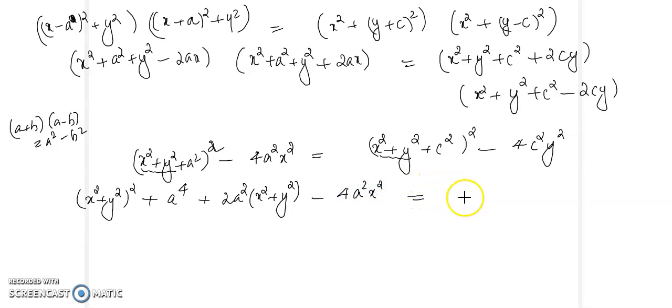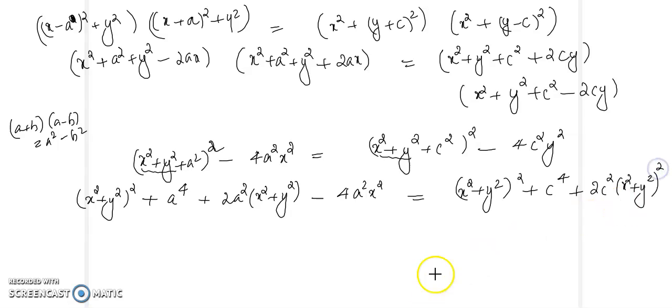So that is equal to (x square plus y square) whole square plus c raised to 4 plus 2c square (x square plus y square), minus, no, whole square is not there, minus 4c square y square. And now this term cancels out.